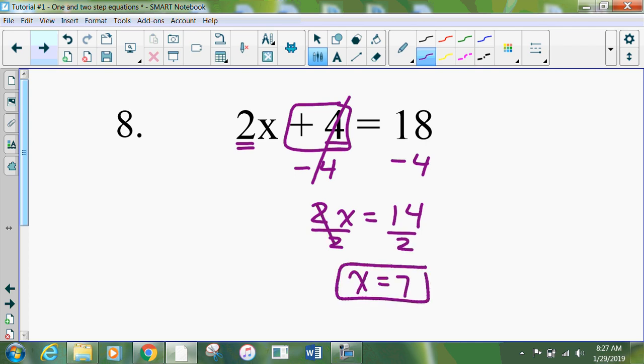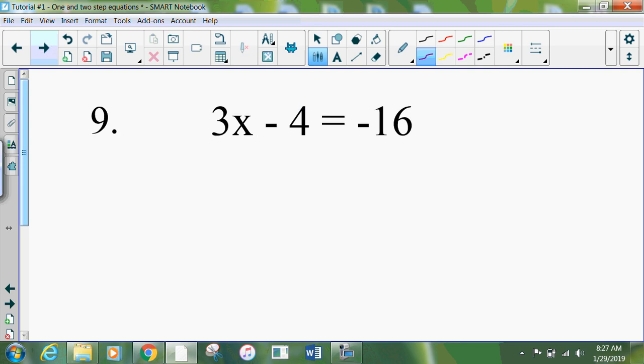We can always stop. Plug that 7 back into the original equation. 2 times 7 is 14. 14 plus 4 is 18. That's a great thing about solving equations. You can always plug your answer back in and see if you have it right.